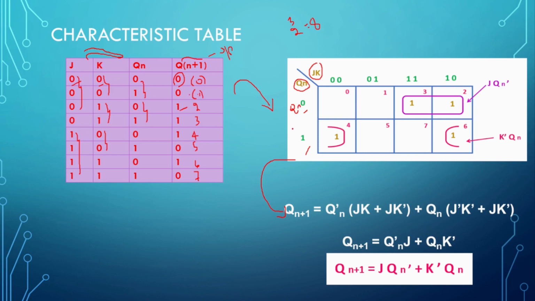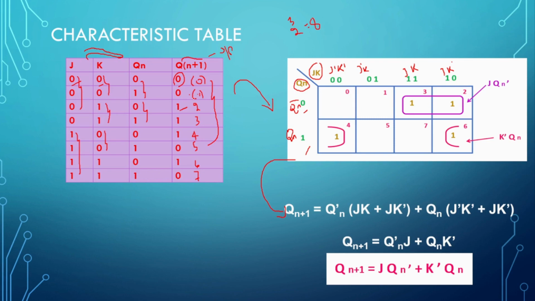and this is Qn. If 0, you need to give the complement of that variable. This is Qn dash. Likewise, this is J dash K dash, J dash K, J K, because both values will be 1, and this is J K dash. And fill in the output 1 in the respective cells.